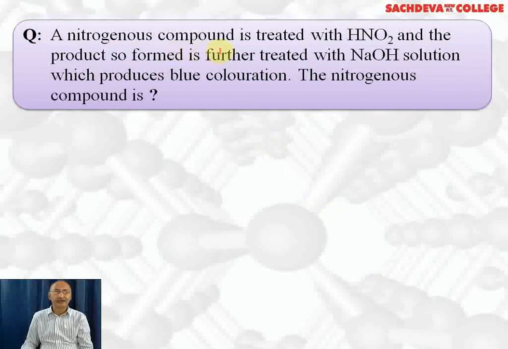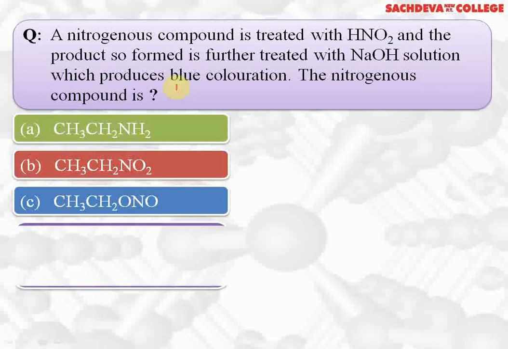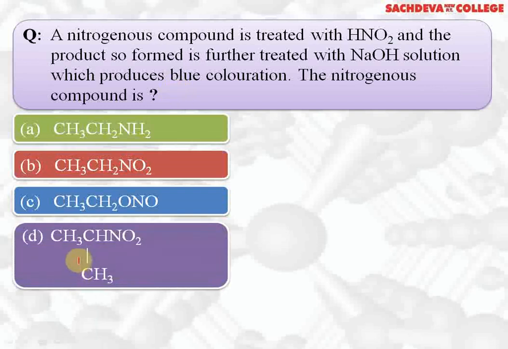Next, we have a nitrogenous compound treated with HNO2, and the product formed is further treated with NaOH, which produces blue coloration. The nitrogenous compound is... This is Liebermann's nitroso reaction, which is given by a secondary nitro compound. In a secondary nitro compound, the hydrogen will be replaced by NO, and with NaOH it will give blue coloration. So the correct answer is D part. It is Victor Meyer's test.